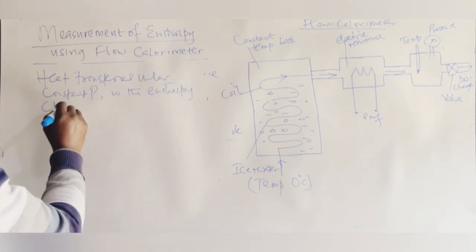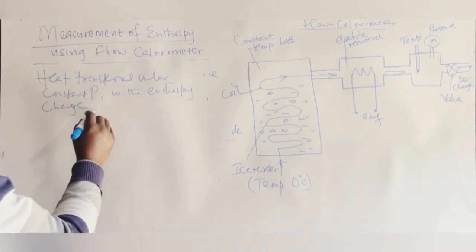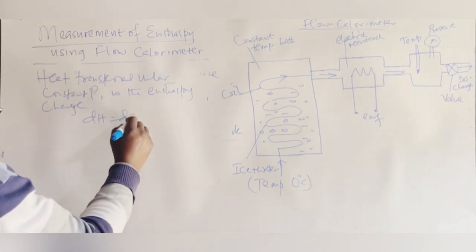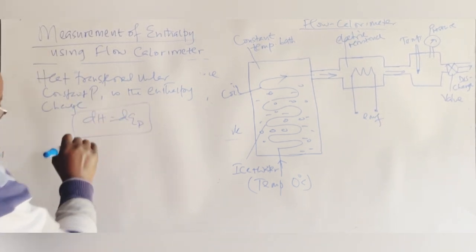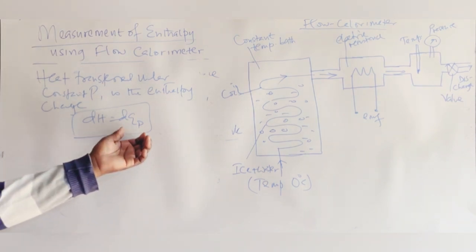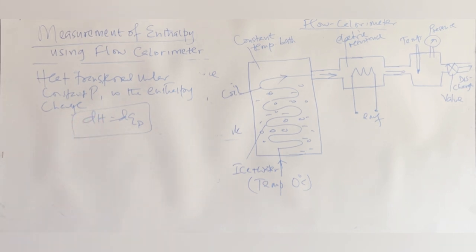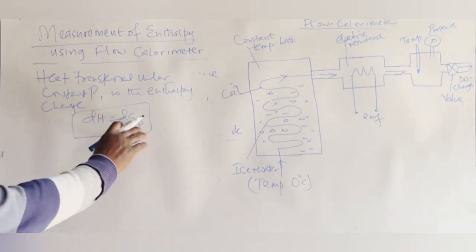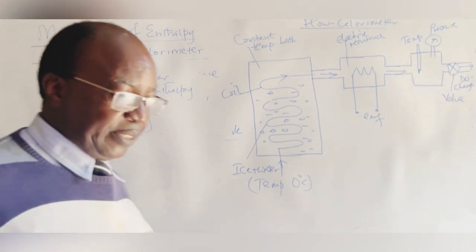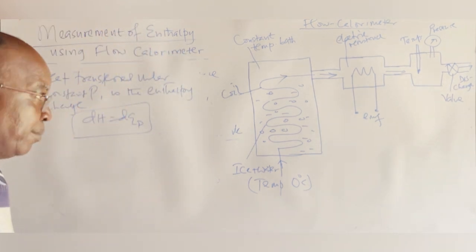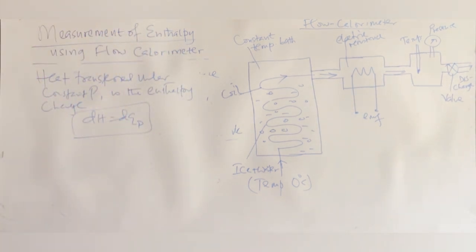And this you have seen now severally, because it's very important. That's dH is equal to dQp. And like we have always said, this is a thermochemical observable, and that is a thermodynamic state function. So the link between them is very fundamental in thermochemistry, which is the basis of some of these particular measurements which we are making.